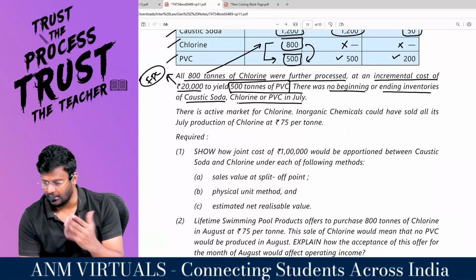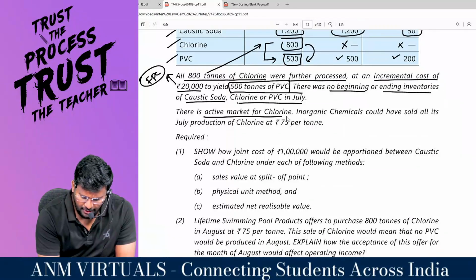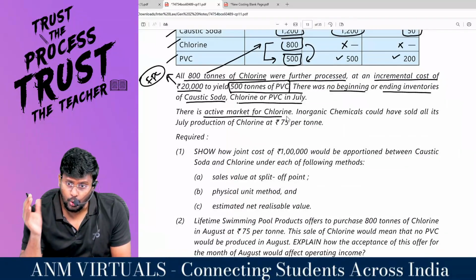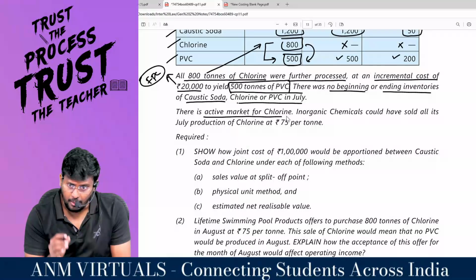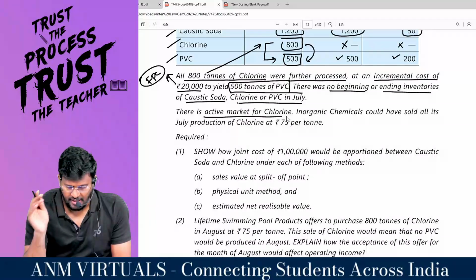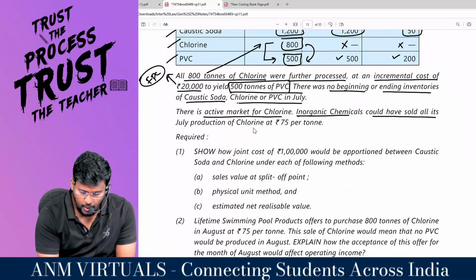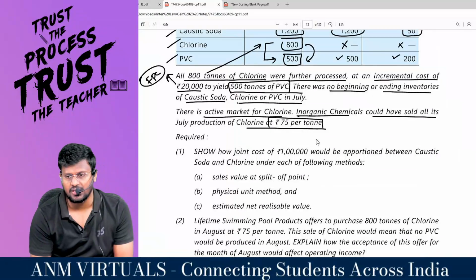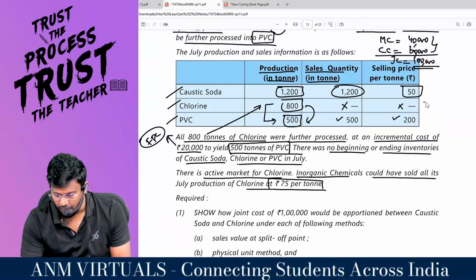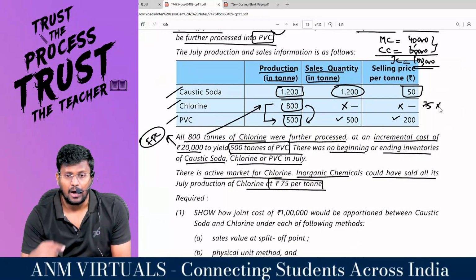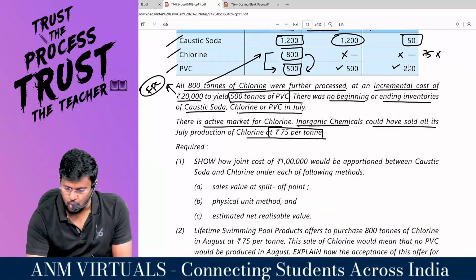No stock headache. There is an active market for chlorine. If they wanted, they could have sold chlorine at the split off point itself without further processing. Inorganic Chemicals could have sold all its July production of chlorine at 75 per ton. They could have sold at 75. They did not sell. They further processed it and sold at 200 rupees.